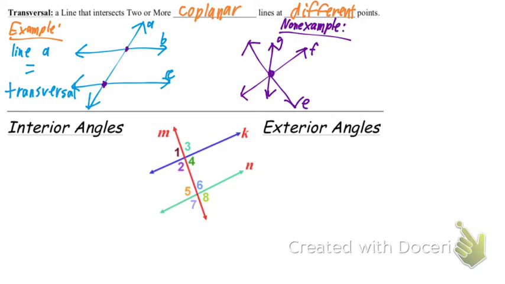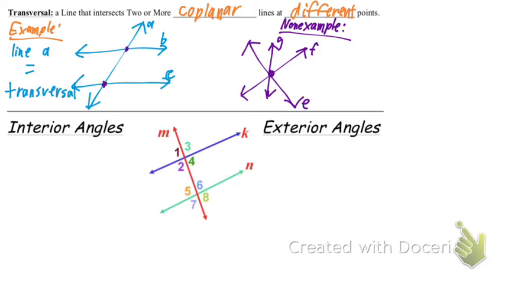What if there are 3 lines and one intersects all 3 of them? Yes, a transversal can intersect more than 2 lines. We could add in another line, like line D, and A is still a transversal, as long as it intersects the lines at different points.